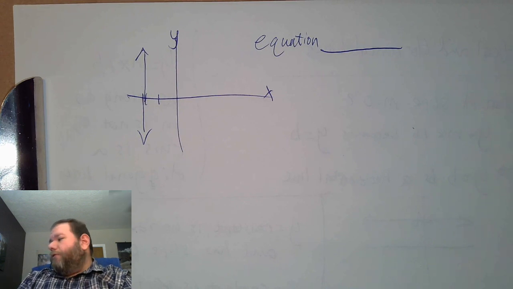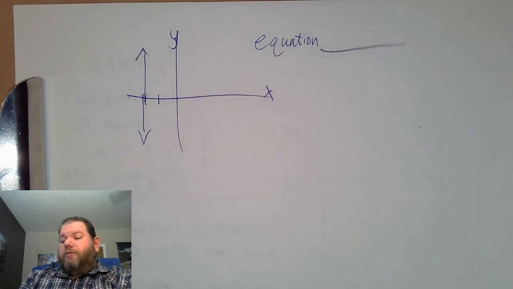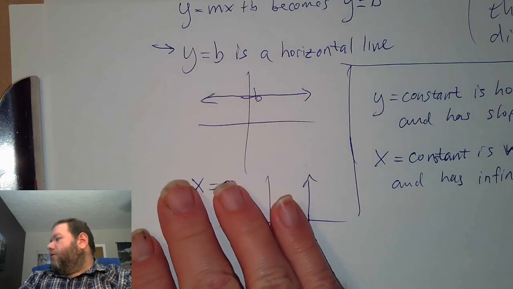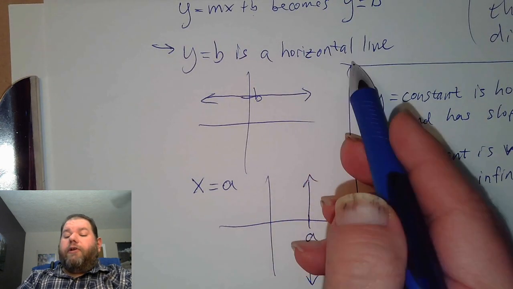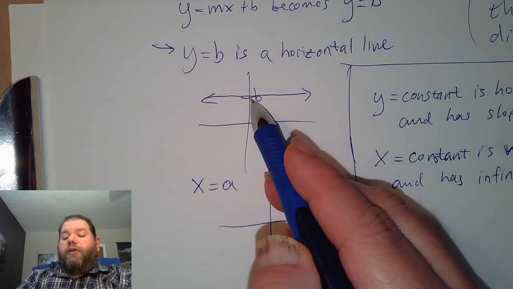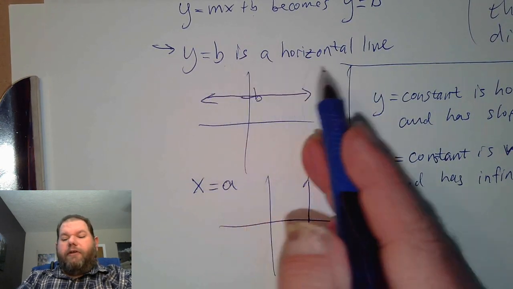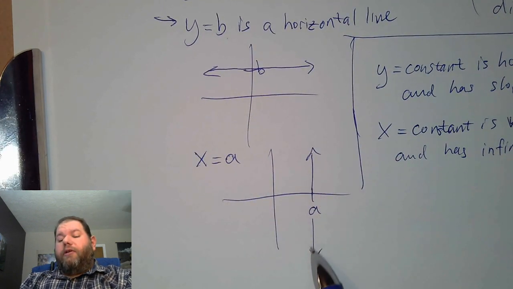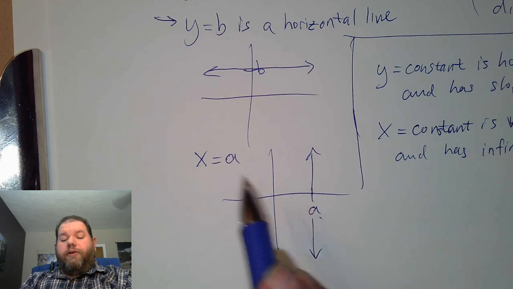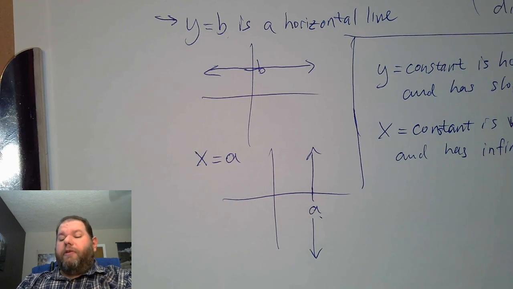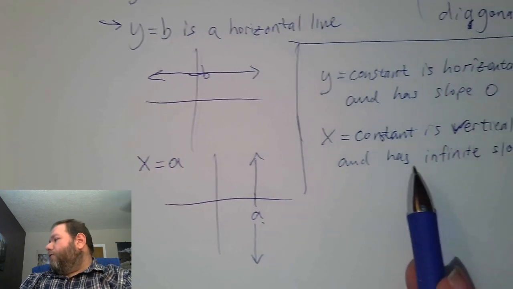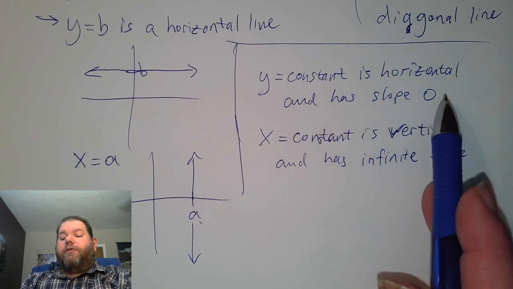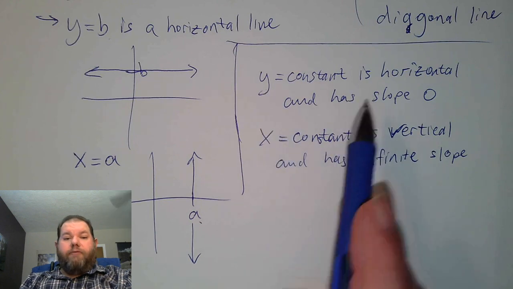So going back to what we talked about on the previous page, if we have a horizontal line through a point, then y equals that point is the equation. If we have a vertical line through a point, then x equals that point is the equation. So really it's just a question of whether we have a vertical line or a horizontal line, whether it's x or y respectively.